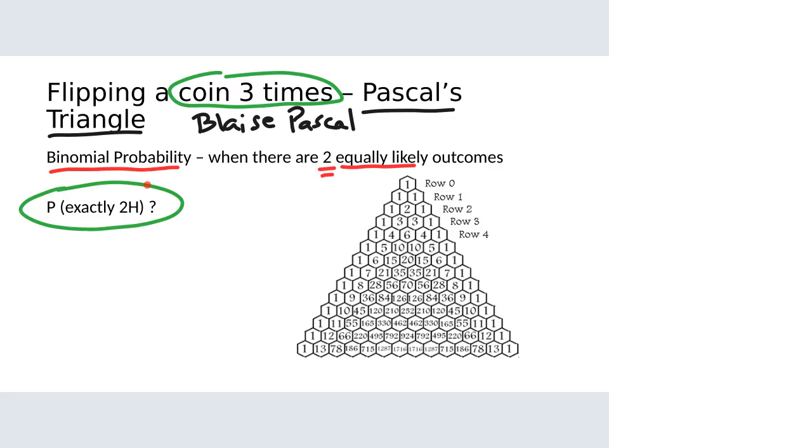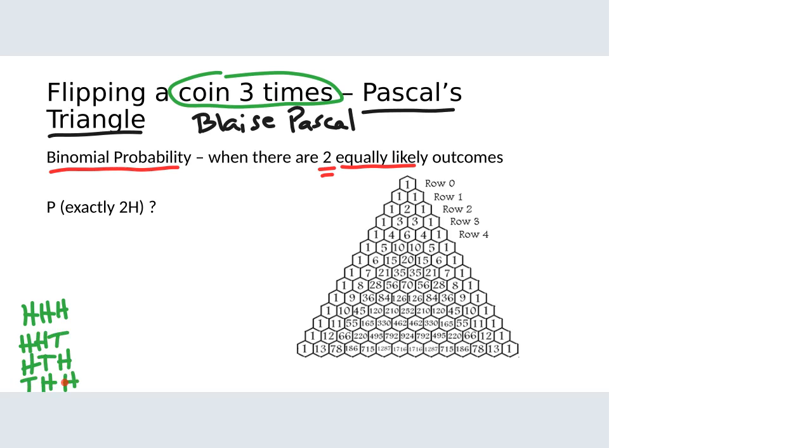Just as a reminder, you wouldn't need to do this when you're using Pascal's triangle, but I'm going to jot down the outcomes that we came up with when we wrote down the sample space. We had all heads, we had 2 heads and a tail, we had 2 tails and a head, and all tails. Those were the 8 outcomes that we came up with.